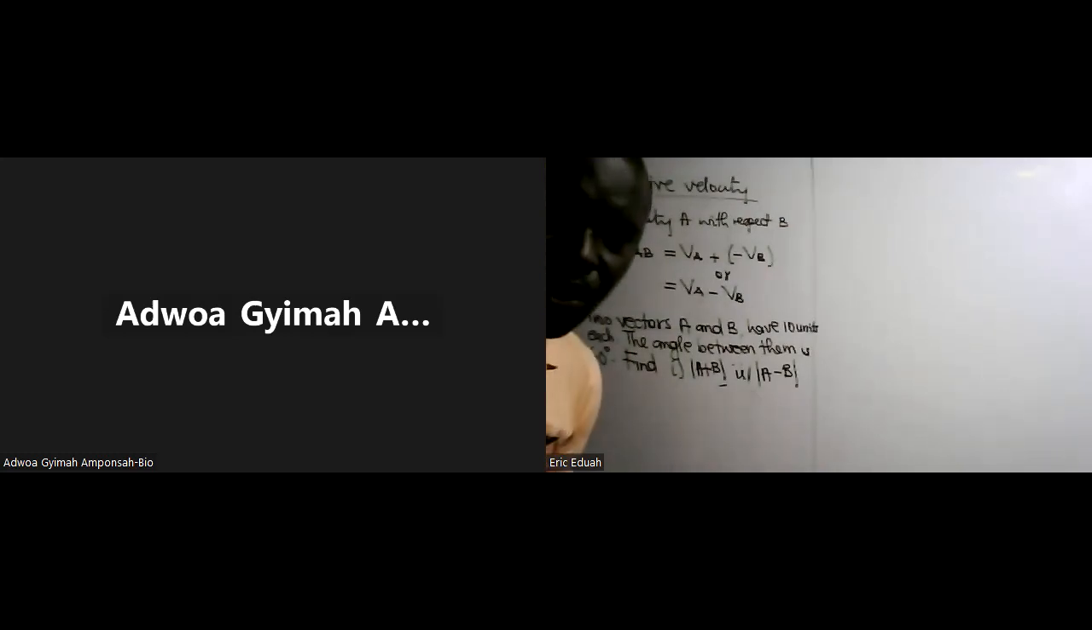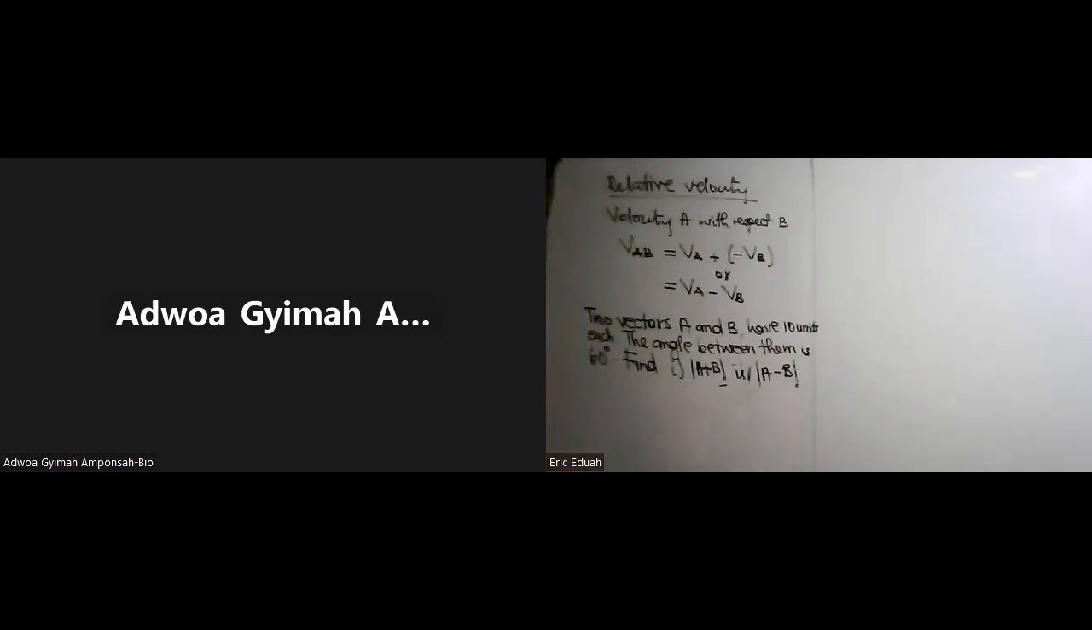Is it two vectors A and B have 10 units of velocity? They are vectors, and so their magnitudes are 10 units each. So A has a magnitude of 10, and B is 10. Thank you. All right.